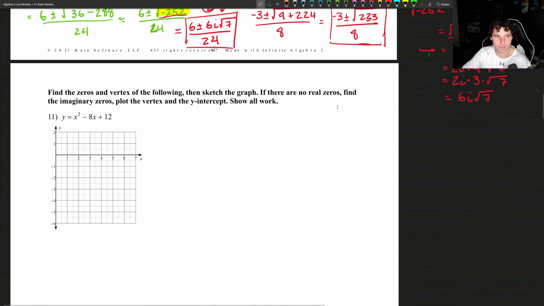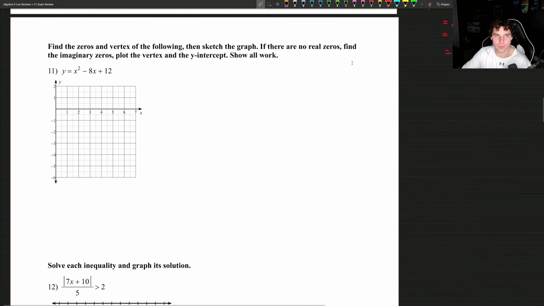Okay. Number 11. Find the zeros and the vertex of the following, then sketch the graph. If there are no real zeros, find the imaginary zeros, plot the vertex and the y-intercept. All right. So we're really just pulling those last two things that we did together and then adding the graphing and the vertex. Vertex is really easy to find. You can either complete the square, which actually shows up later in the test, or you can do negative b over 2a and then plug that back in.